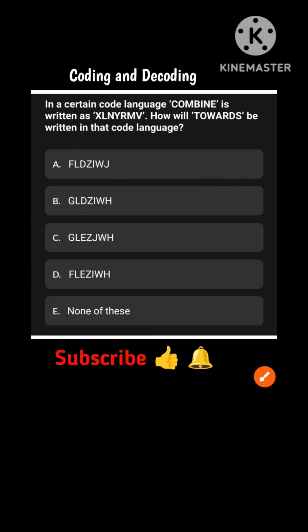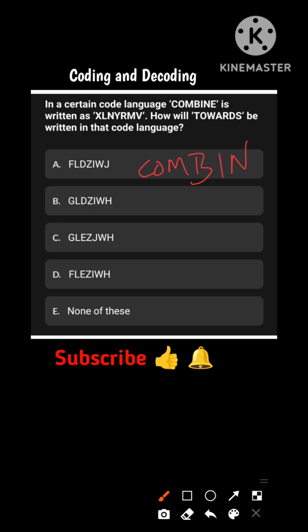Next one, we need to write the code for this one. COMBINE, XLNYRMV. C's opposite letter is X, L's opposite letter is O, M's opposite letter is N, B's opposite letter is Y, I's opposite letter is R, N's opposite letter is M, E's opposite letter is V. So we need to find the opposite letters.